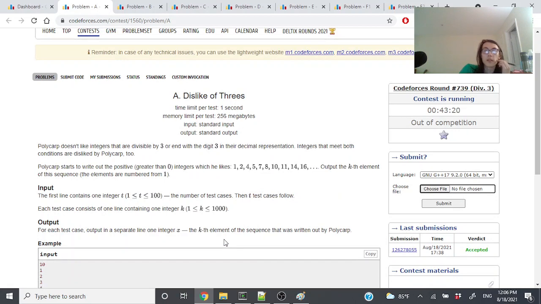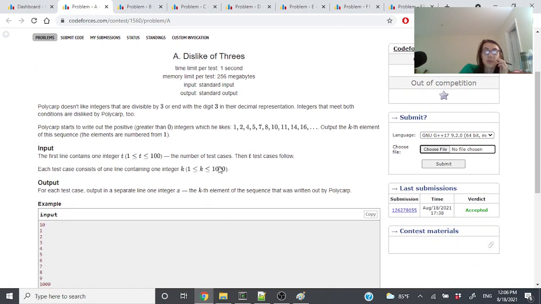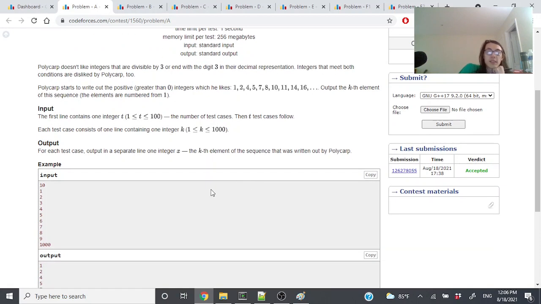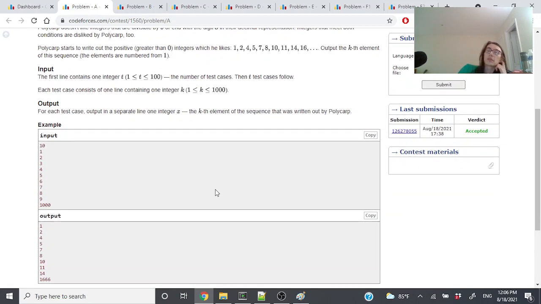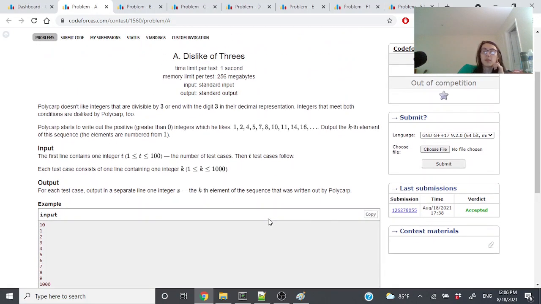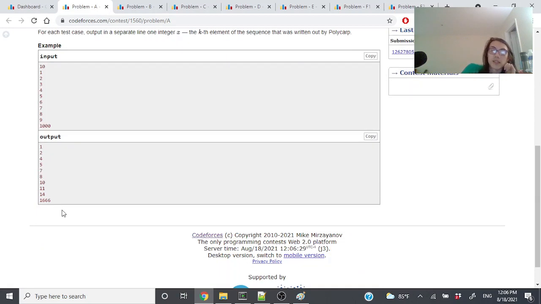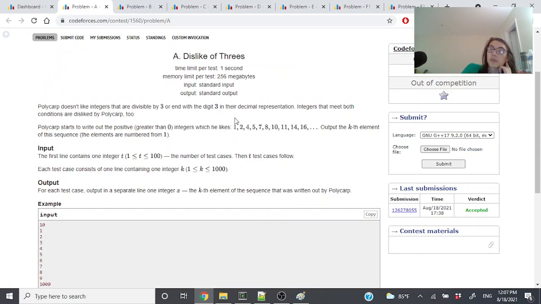So for problem A, k is at most 1,000, which is pretty small, and the tests are at most 100. And they actually gave the samples, so the samples could be useful for a problem like this: the answer for 1,000 is 1666, which is also very small. It means that the maximum possible answer is 1666, because the 1,000th element in this sequence is 1666. So what you can do is simply, either you can brute force, or you can generate the sequence beforehand via brute force.